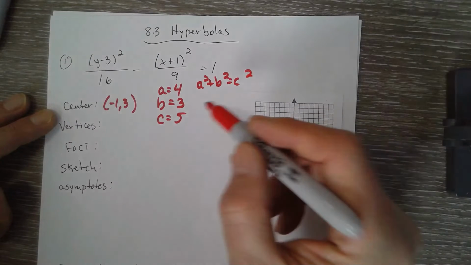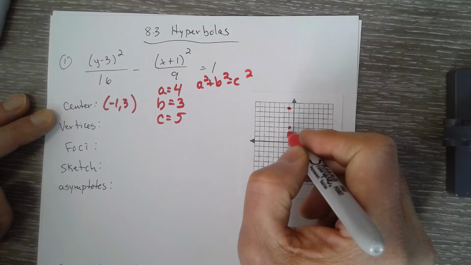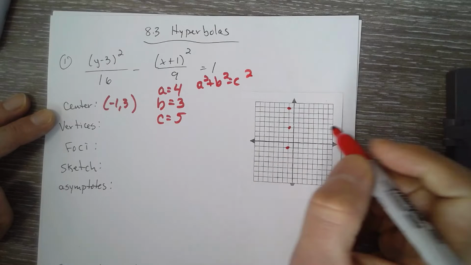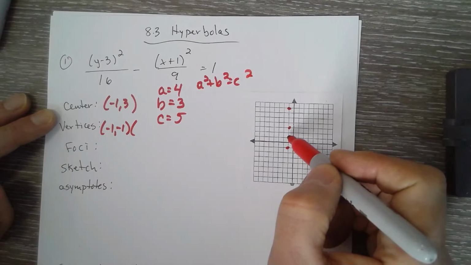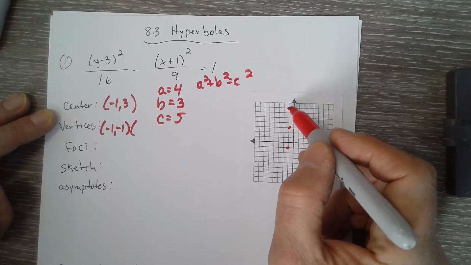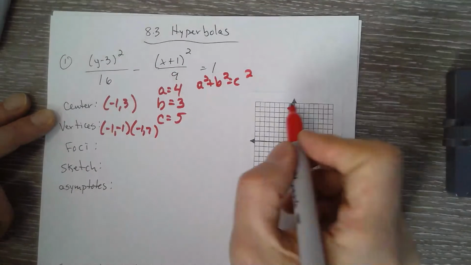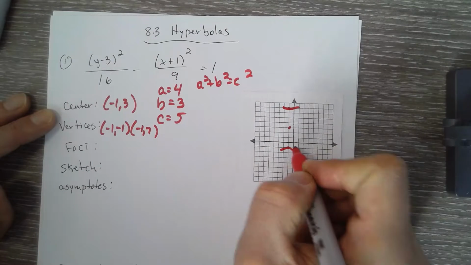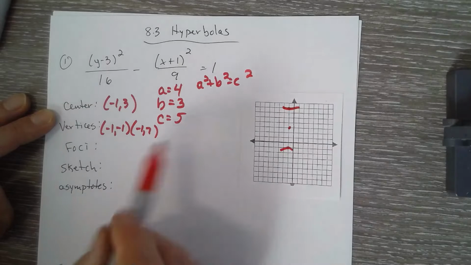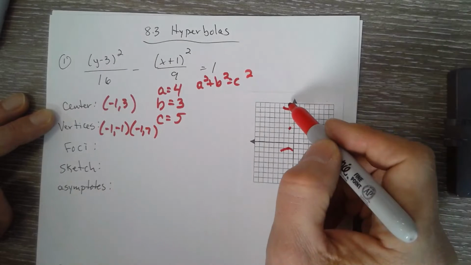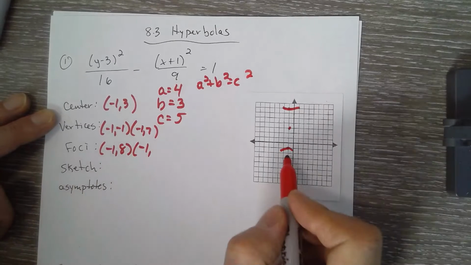Let's see, I've got A of 4, so I go up 1, 2, 3, 4. There's a vertex. Down 1, 2, 3, 4. There's a vertex. So that's at -1, -1, and I also have one at -1, 7. The foci, it's going to curve like this and like this. The foci are inside the curves, so I have to know what C is. Well, that's 5, so I'm going up one more, so it's -1, 8, and -1, -2.